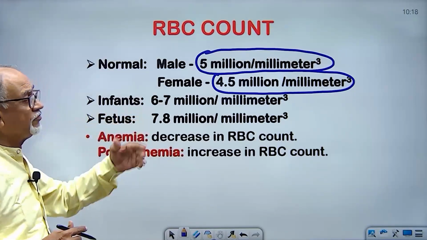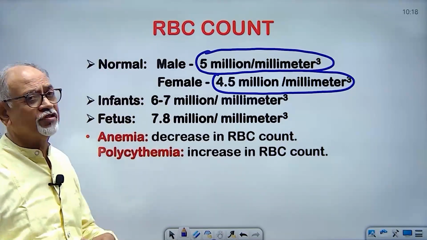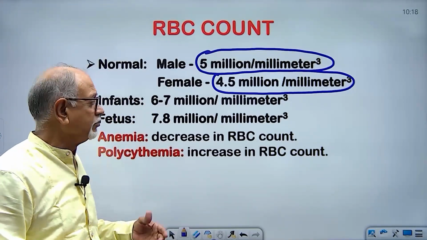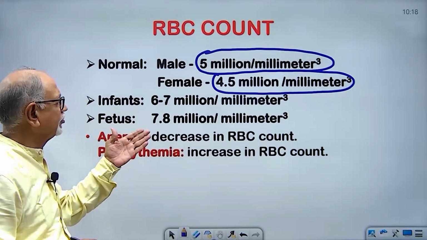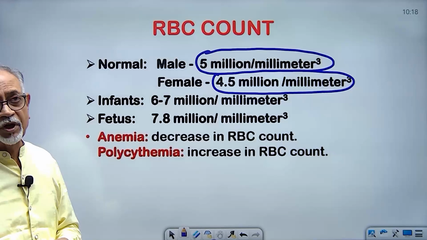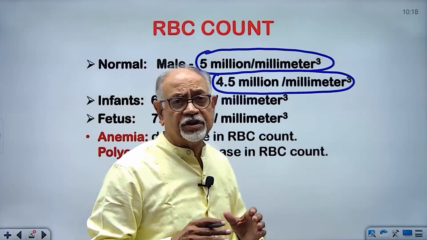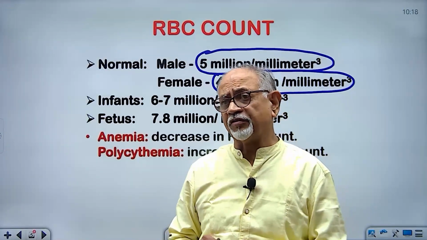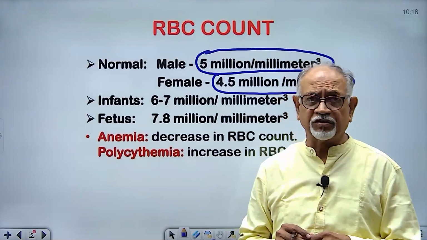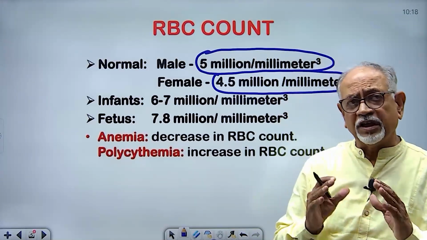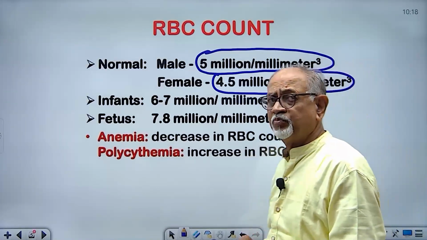In case of infants, the count of RBC is about 6 to 7 million per cubic millimeter. In case of fetus, it is even more, that is 7.8 million per cubic millimeter. Now, if the count of RBC decreases, that means the amount of hemoglobin will be decreased, and that is a condition which is called anemia.